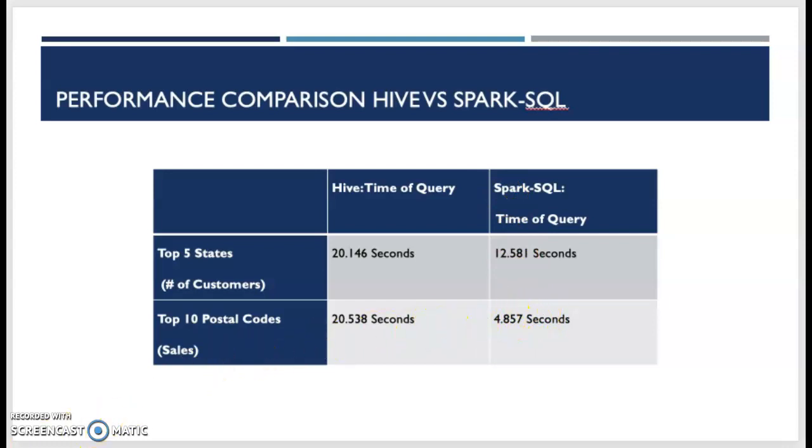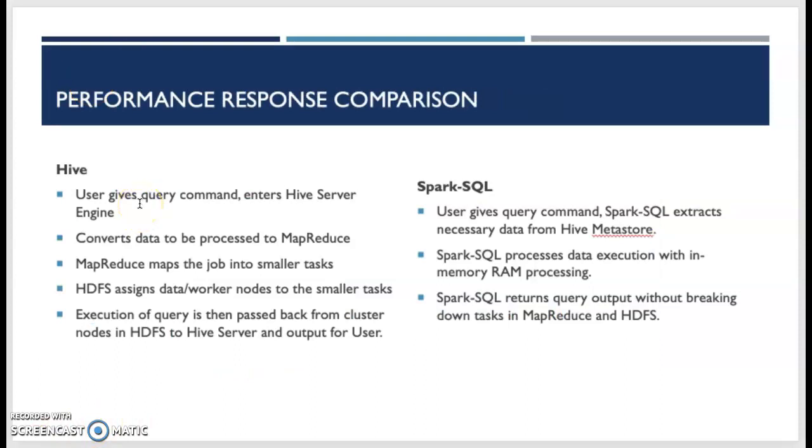So let's talk about why. Here are the differences in the processes of using a query in Hive versus Spark SQL. In Hive, the user gives the query command, which enters the Hive server engine. It converts the data to be processed by MapReduce. MapReduce maps the job into smaller tasks. HDFS assigns data or worker nodes to the smaller tasks. The execution of the query is then passed back from the cluster nodes in HDFS to the Hive server for the output. In Spark SQL, we use in-memory processing, or RAM, to process the data from Metastore, and we skip that entire loop and the query is returned to the user without MapReduce or HDFS, therefore being much faster than Hive.